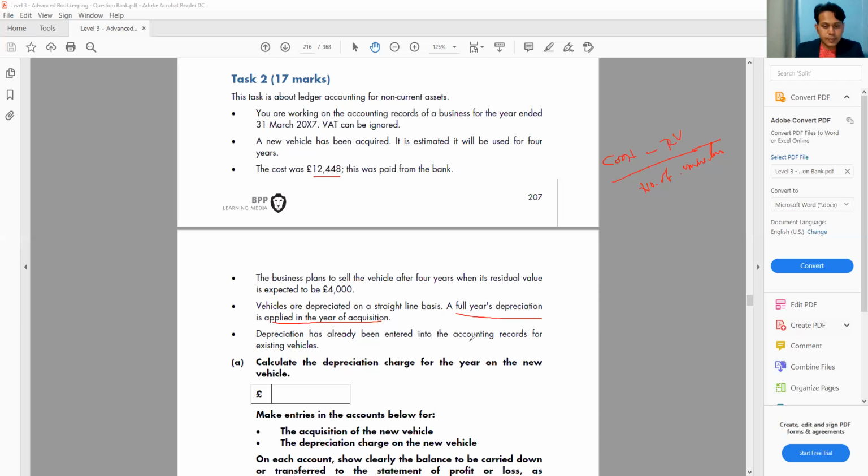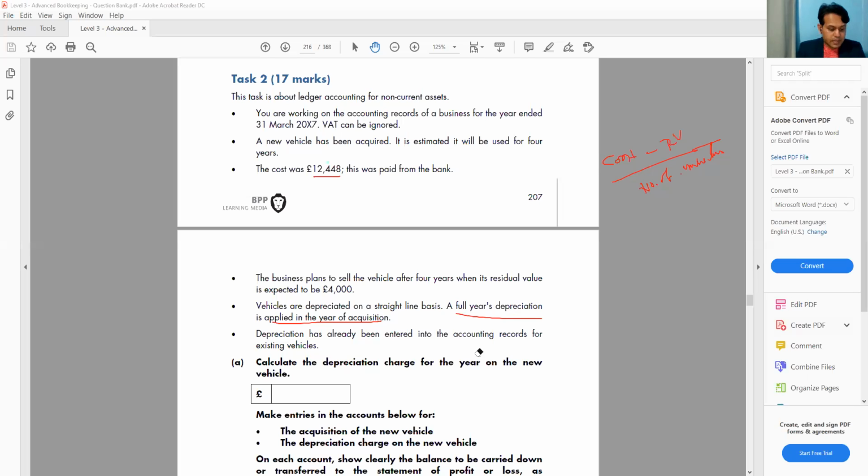Depreciation has already been entered into the accounting record for the existing vehicles. That means we have some more vehicles, some more cars, so obviously for that we already included the depreciation. Some of the depreciation is already included in the system. So let's have a look at what the requirement is here.